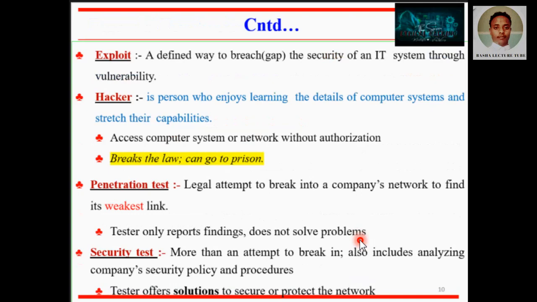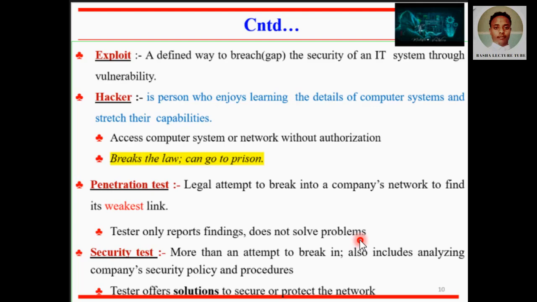The other thing is exploit. Exploit means a defined way to breach the security of IT systems through vulnerabilities. If the hacker or bad guys find a hole or vulnerability, they can exploit your system. That means, by attacking your security using the vulnerability, they can exploit your system or your asset.